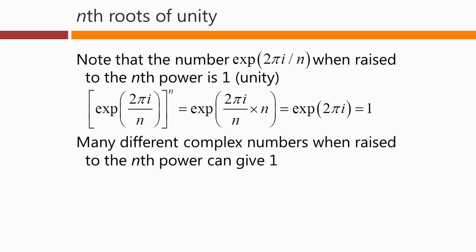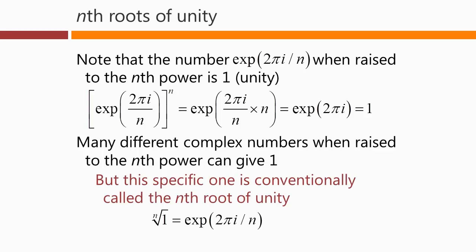Now, there are many different complex numbers that when we raise them to their nth power can give us 1. But this specific one is conventionally called the nth root of unity, and written in this notation here, where the n is in front of a square root sign, which means that it's not a square root, it's an nth root. It's the number that when raised to the nth power gives us the number inside here. And what we're saying is that one way of writing the nth root of unity, or of 1, is exponential of 2 pi I over n. And that will come up later on in physics, especially of what are called periodic systems.